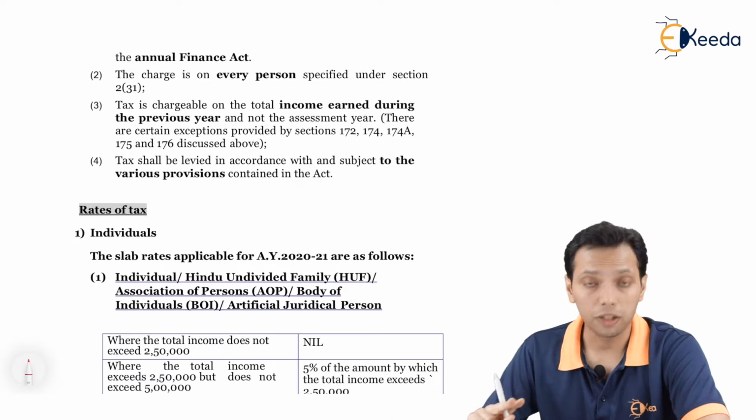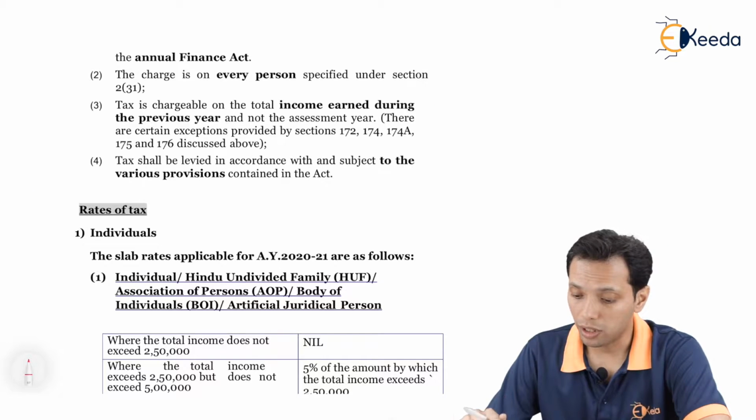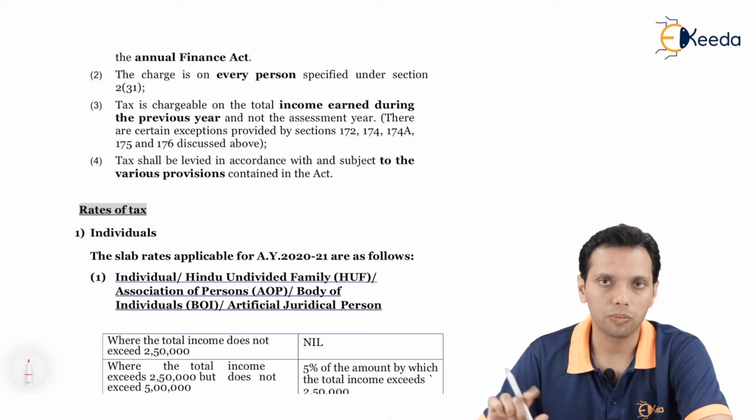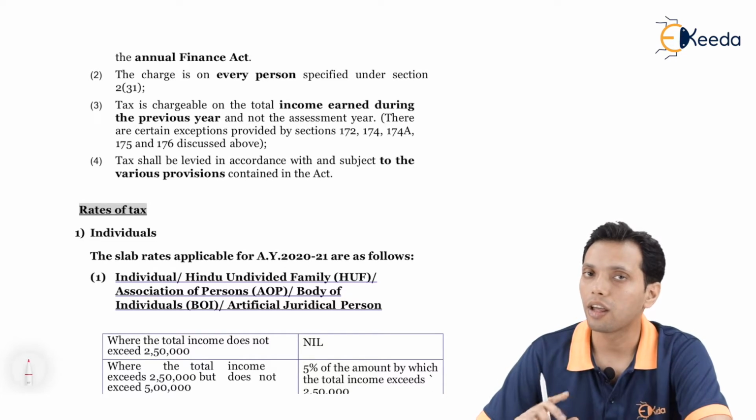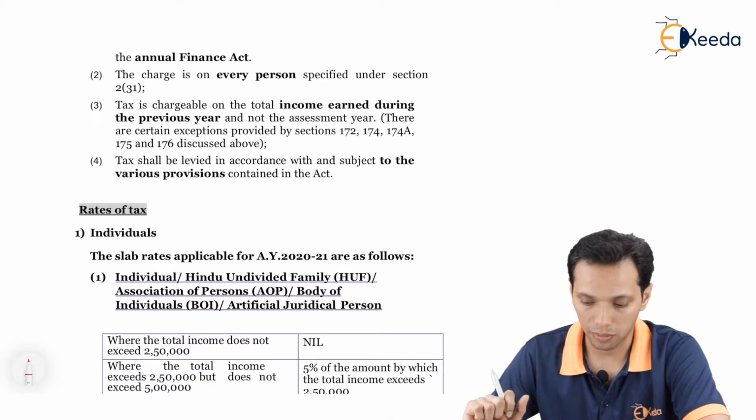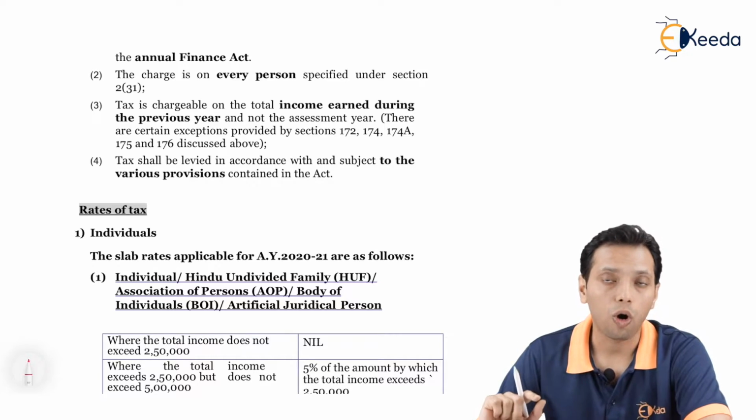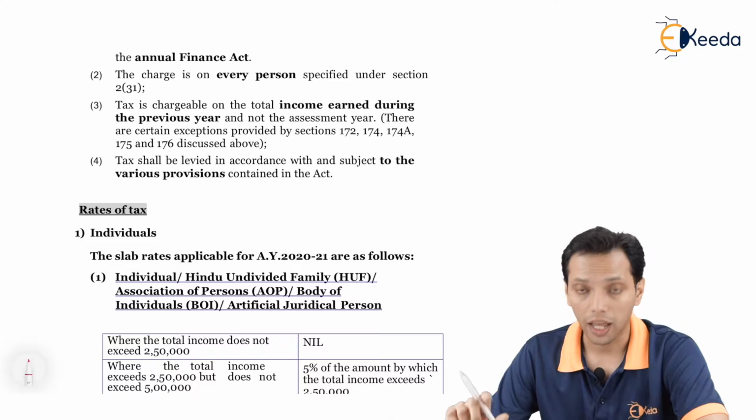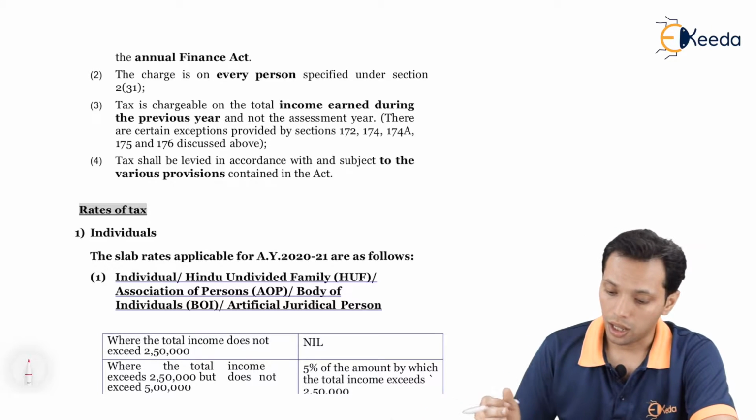Third point is tax is chargeable on the total income earned during the previous year. While studying the concept of previous year and assessment year, we have learned that the income of the previous year is assessed to tax in the assessment year. So the charge of tax is on the income earned during the previous year and not the assessment year.